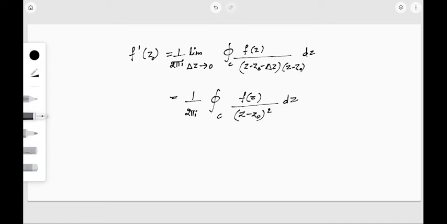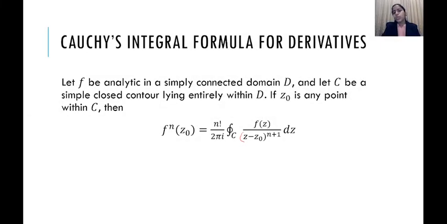The proof was very simple. What we had to do is convert f dash of z dot, the known formula with the limit condition, that is limit delta z tends to 0 f of z dot plus delta z minus f of z dot by delta z, into a form with the help of the Cauchy's integral formula, which we have learned before. And then we made some assumptions and found that limit value. That limit was nothing but integral over c f of z by z minus z dot square into dz. So this is our Cauchy's integral formula for derivatives.